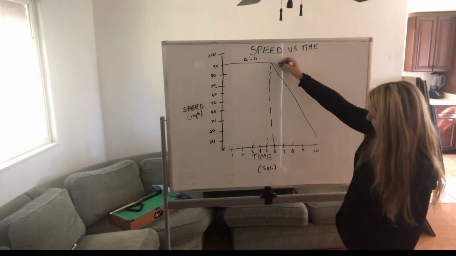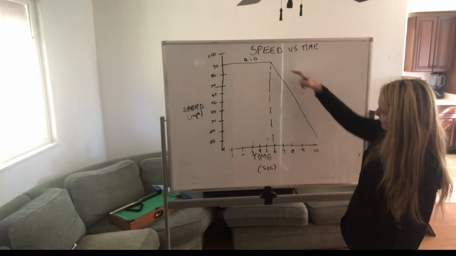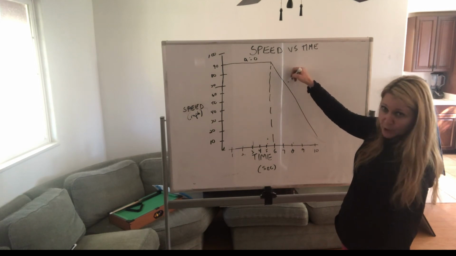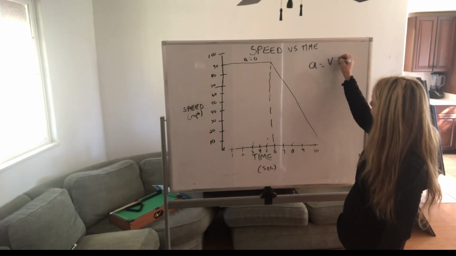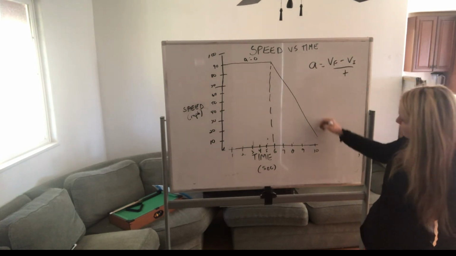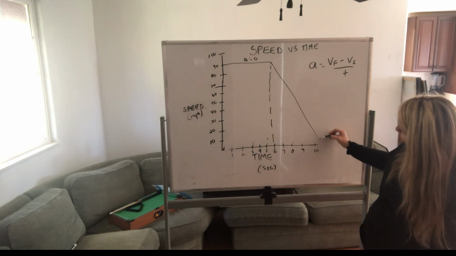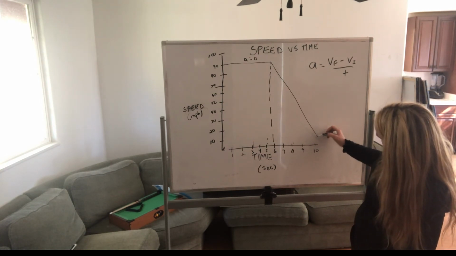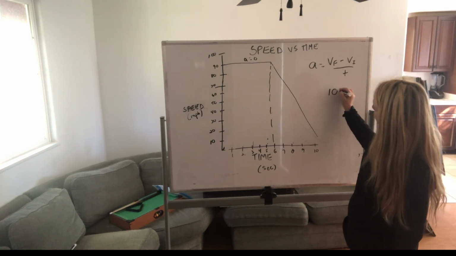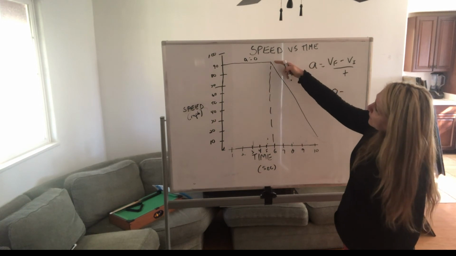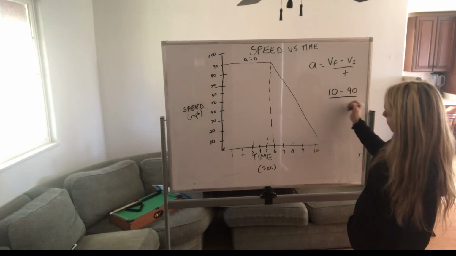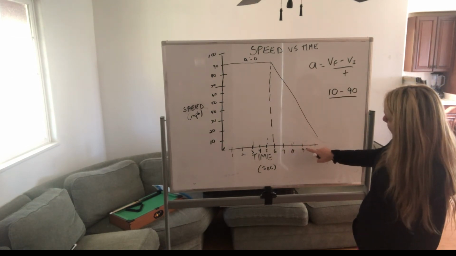Now, from 6 to 10 seconds, we have a change in speed. So we're going to figure out what the acceleration of the car is here. Remember, acceleration is V final minus V initial over T. So the final velocity, let's say it stops right at 10. The initial velocity is 90, and the time is 1, 2, 3, 4 seconds.